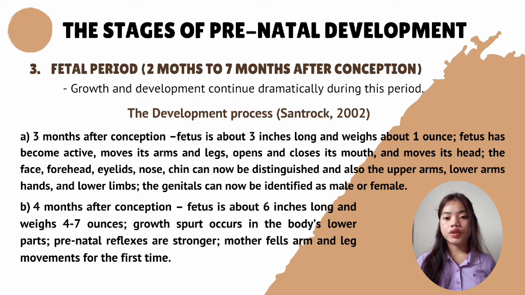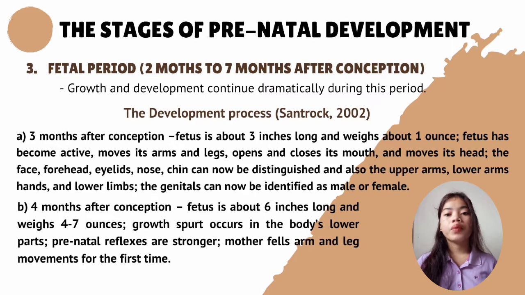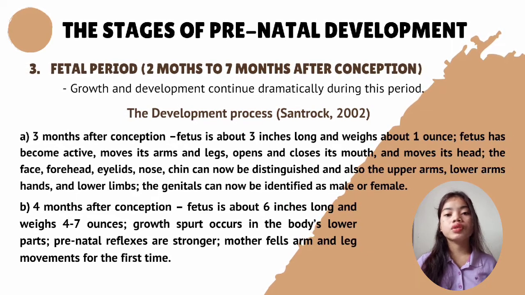4 months after conception, the fetus is about 6 inches long and weighs 4 to 7 ounces. The growth spurt occurs in the body's lower parts. Prenatal reflexes are stronger. The mother feels arm and leg movement for the first time.